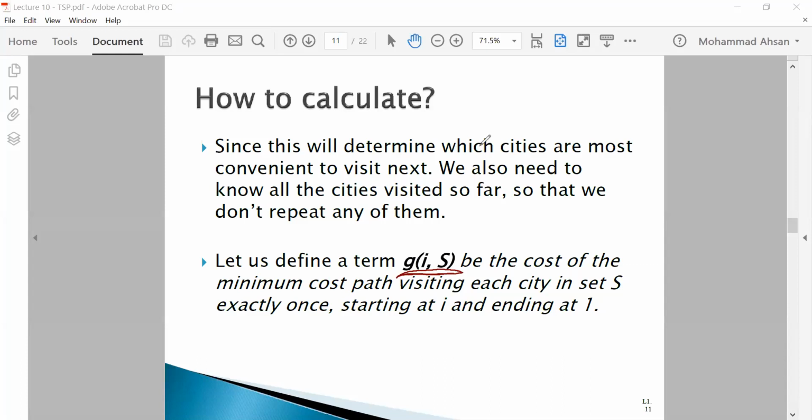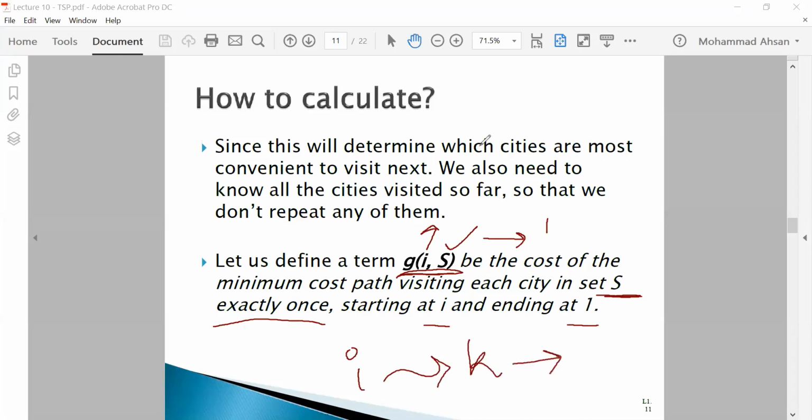overall minimum cost of visiting each city in the set S given to us exactly once, starting at I and ending at 1. You start at I, you visit all the cities in S, and then come back to 1. So let's say you have started at I, you have gone through all the vertices till K. From K, if K is the last vertex, you have to come back to 1, if 1 is your starting point.